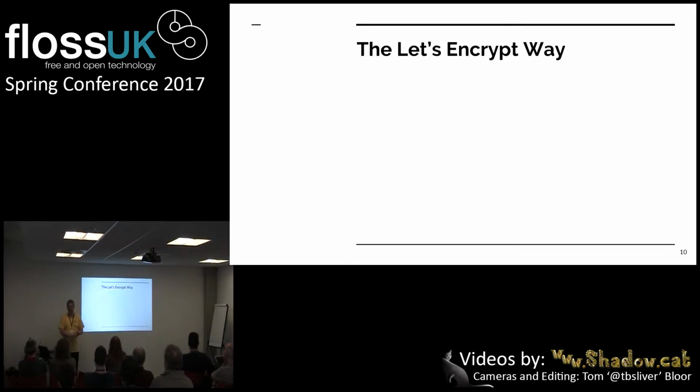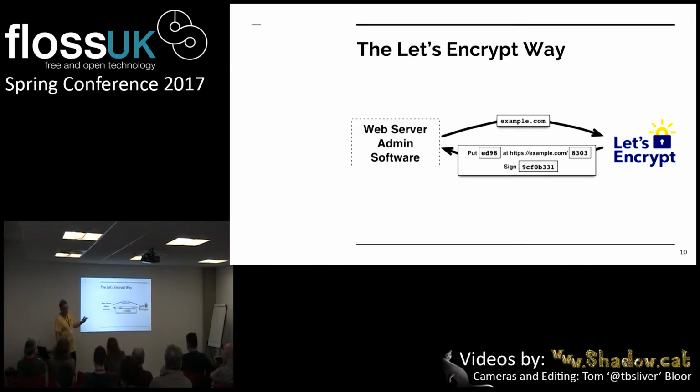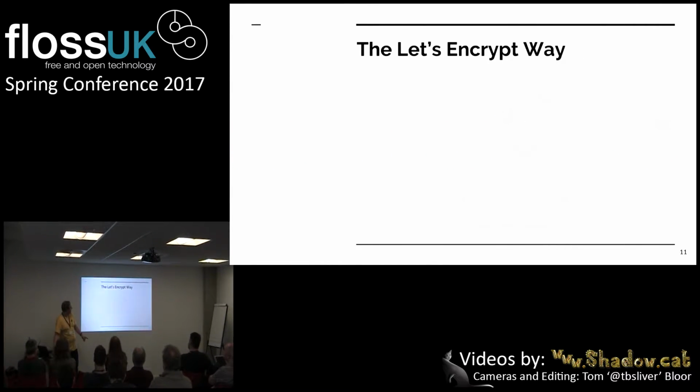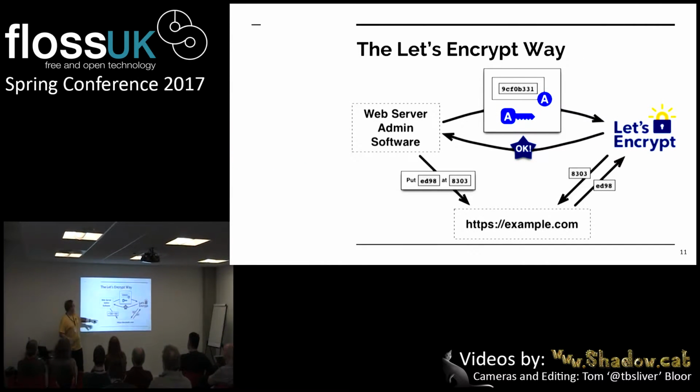So, an ACME client on your server makes a request to the Let's Encrypt system. For example, we're using example.com. The Let's Encrypt server then comes back and says, put this text string at this endpoint, and also sign this nonce key with your private key, so it can prove you. There is a key exchange earlier on. Obviously, then the client puts that there.